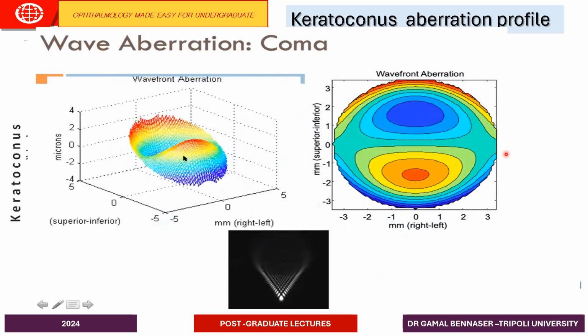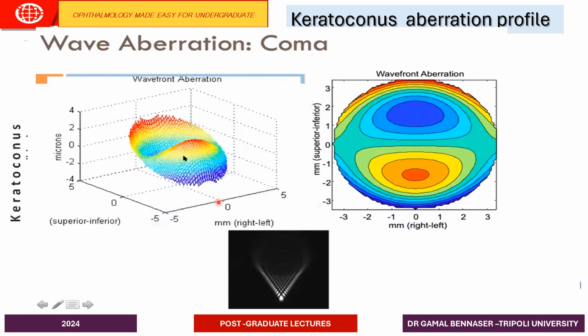Now, if we study in detail the vertical coma, this is the vertical coma. We will study in the next slide the details regarding the negative vertical coma and positive vertical coma. This is a negative vertical coma. Why negative? Because the inferior part is more powerful than the superior part. And this is how the patient will see the point spread function. These are the halos seen by a patient with vertical coma, and this is the aberration profile. This is very important because we have to determine the coma axis.